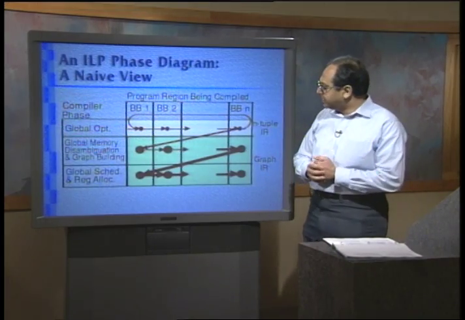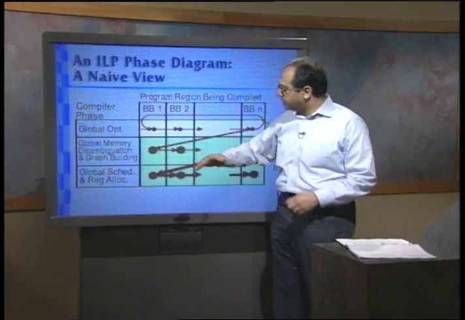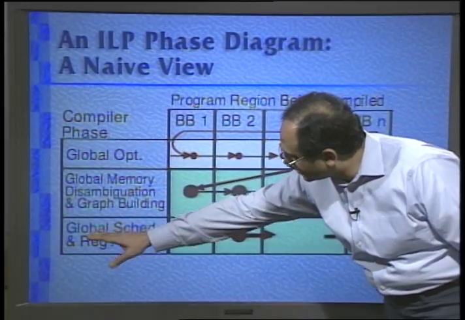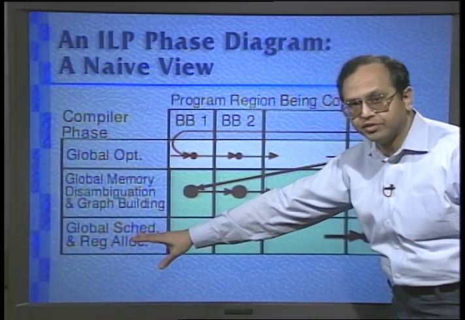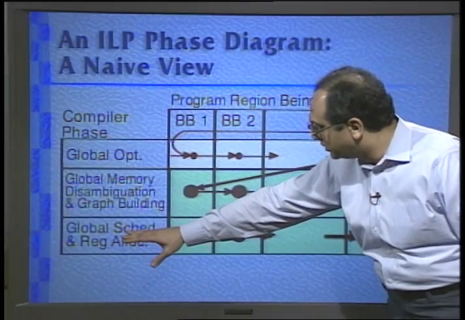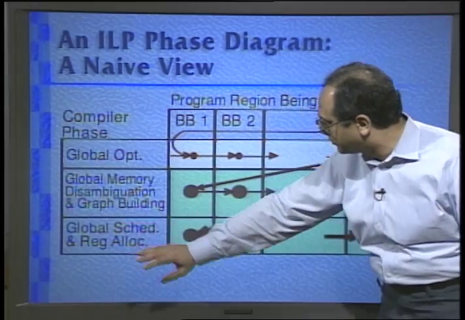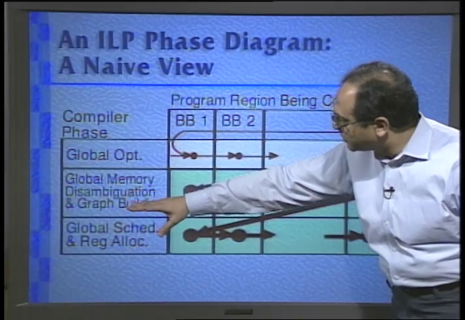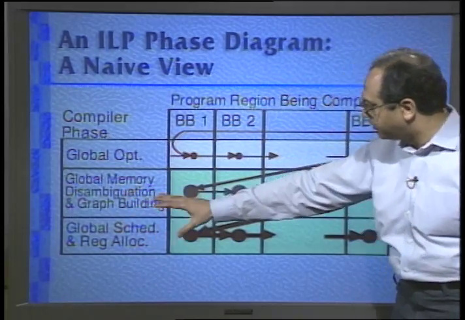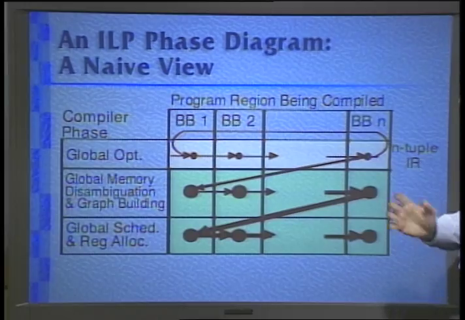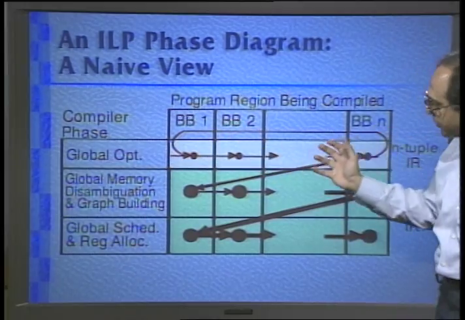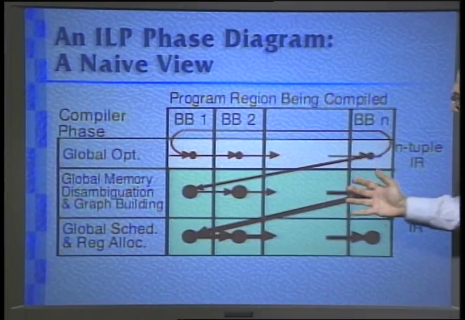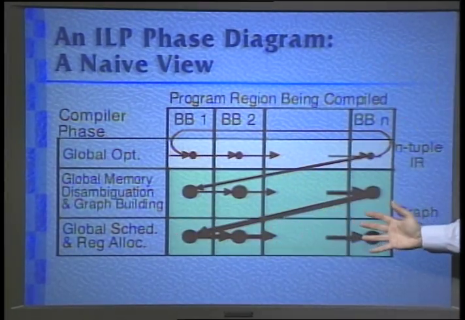Now, it might seem natural to extend the phase ordering idea. What we've got here is a global scheduling and register allocation phase that combines those three phases from earlier on, just for economy. And preceding that is a phase in which we do global memory disambiguation, followed by building the graph. So the idea is that we first do the optimization, then we do memory disambiguation, build the graph for the entire program unit, and then we'll go ahead and do the global scheduling and register allocation.